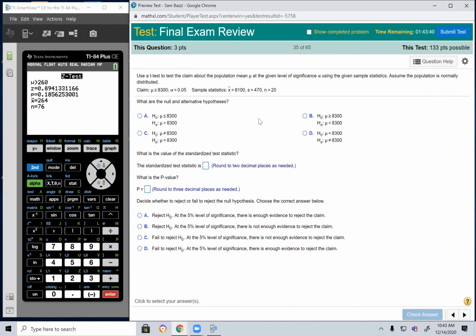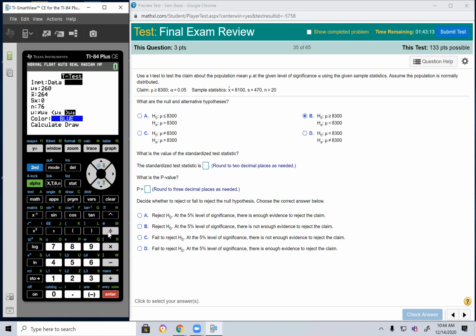Use a t-test. You see, he's telling you what test to use here. To test the claim about the population mean mu at the given level of significance alpha. Assume the population is normally distributed. So the claim is mean is greater than or equal to 8,300. So which one are we going to pick? This one. What's the value? Okay, let's run the test, guys.